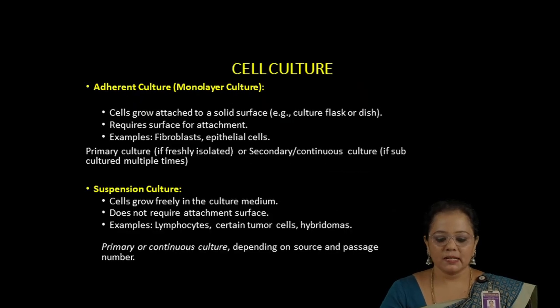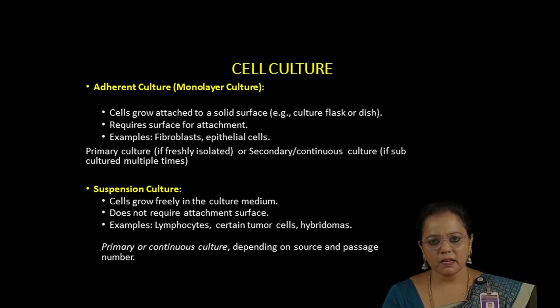So coming to cell culture, we have two types of cell culture. One is adherent cell culture, another one is suspension culture. In adherent cell culture, cells grow attached to a solid surface, for example in a culture flask or dish or in a petri plate. So it requires a surface for attachment. For example, fibroblasts and epithelial cells are cultured as adherent cultures. They may be cultured either as primary culture or secondary culture.